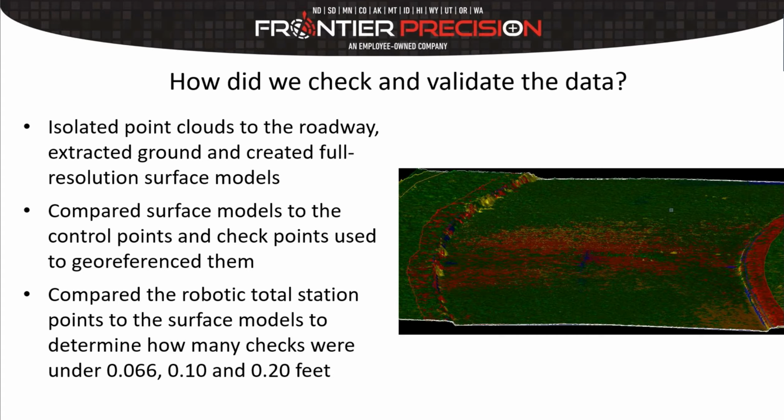And then we compared those surface models to the control points that we set for targets along the road. We also compared them to our total station cross sections to see how the surface models hit with our benchmark baseline data. We compared those using the points to surface tool in TBC, and then we determined how many checks fell within the 2 centimeters, the 1/10, or the 2/10 of a foot.